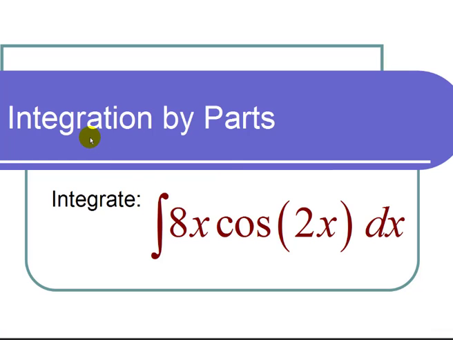This is a video on using integration by parts. Our goal is to integrate 8x times the cosine of 2x dx, and we're going to use the method of integration by parts.